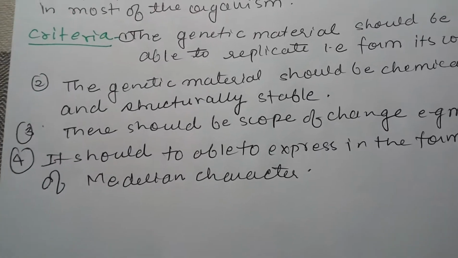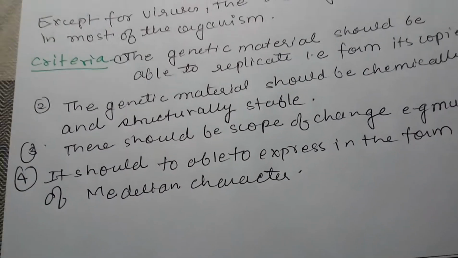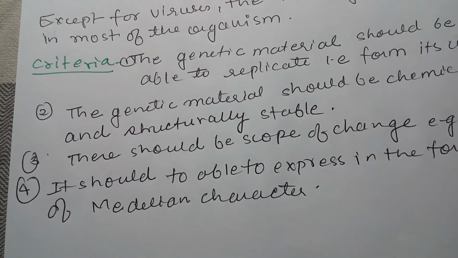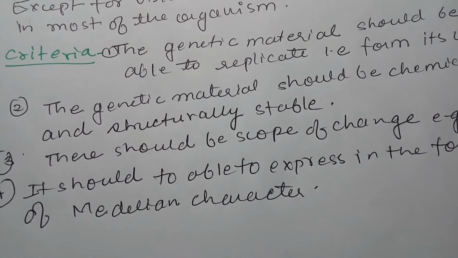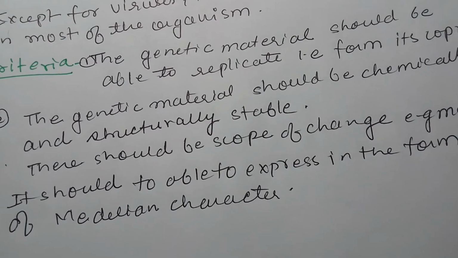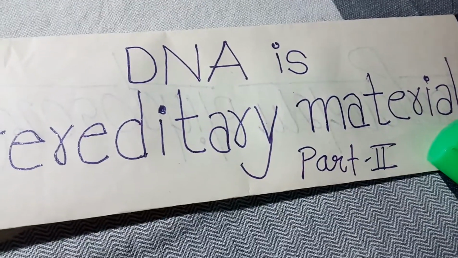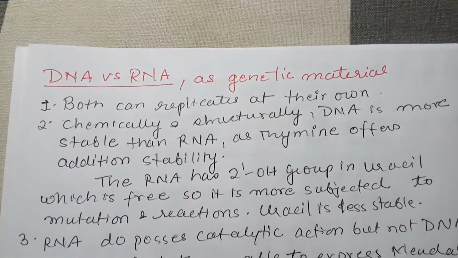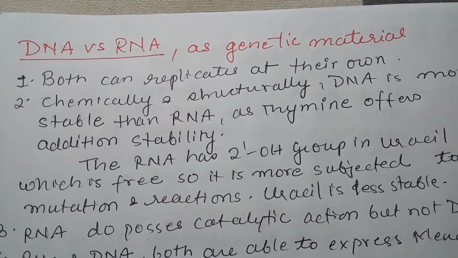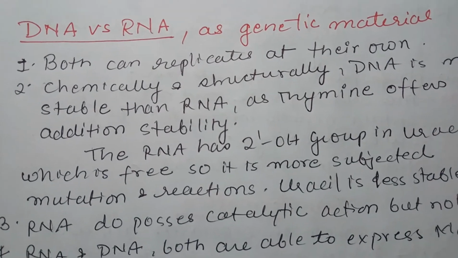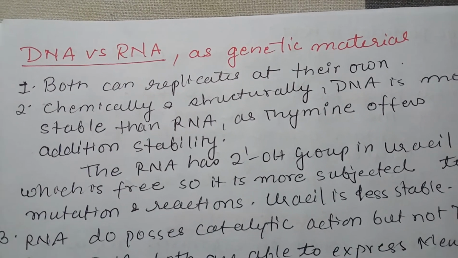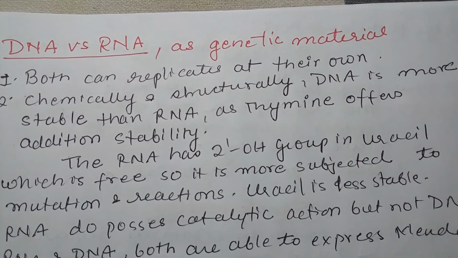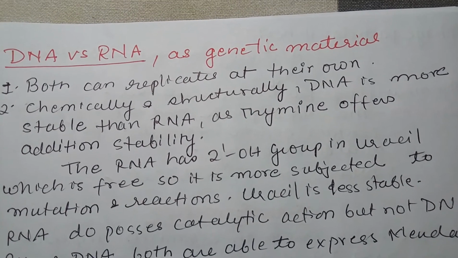It should be able to express in the form of Mendelian characters. So it should carry the information in coded form, and when this information is decoded, it should be able to express the character. So that is what we mean by the genetic material. Now let's see which one is better, DNA or RNA. As we know, both are capable of replicating on their own, so both are good at that. But chemically, DNA is more stable than RNA.